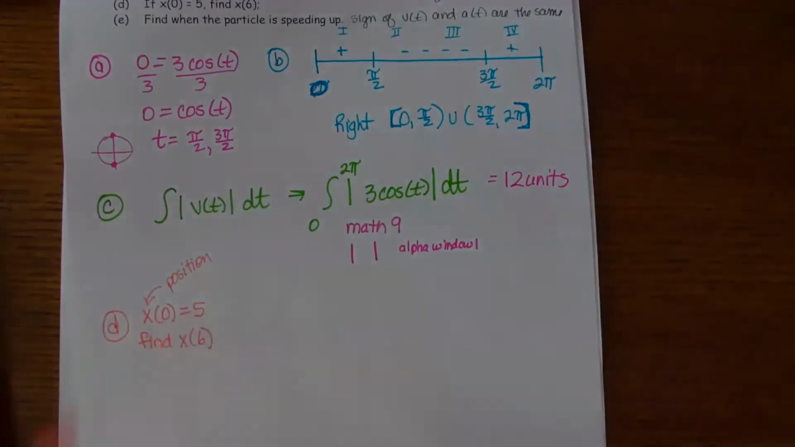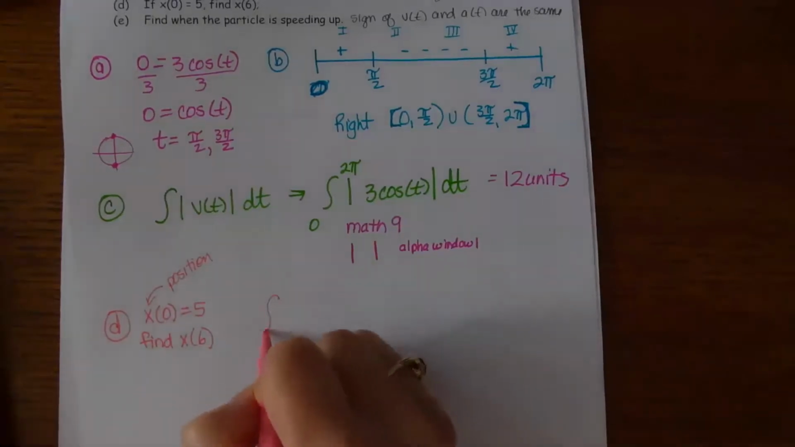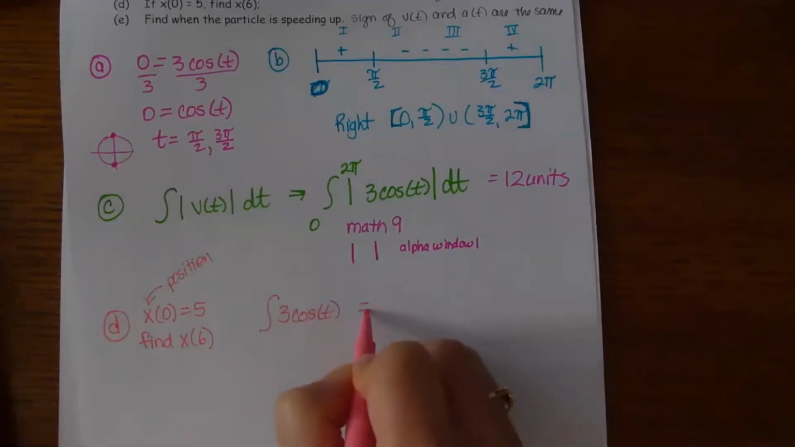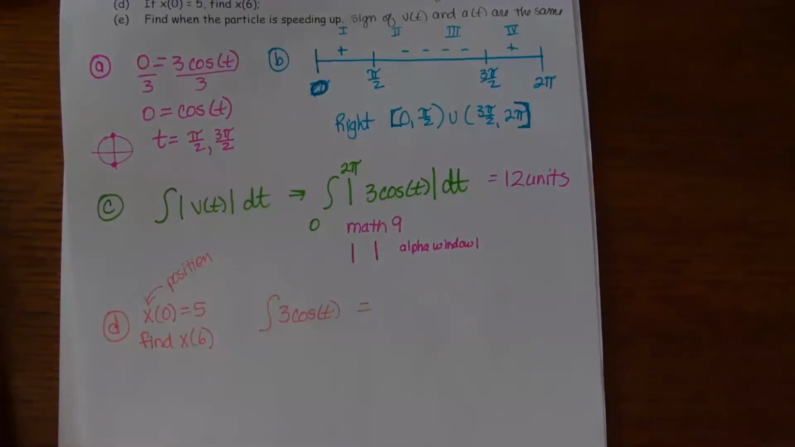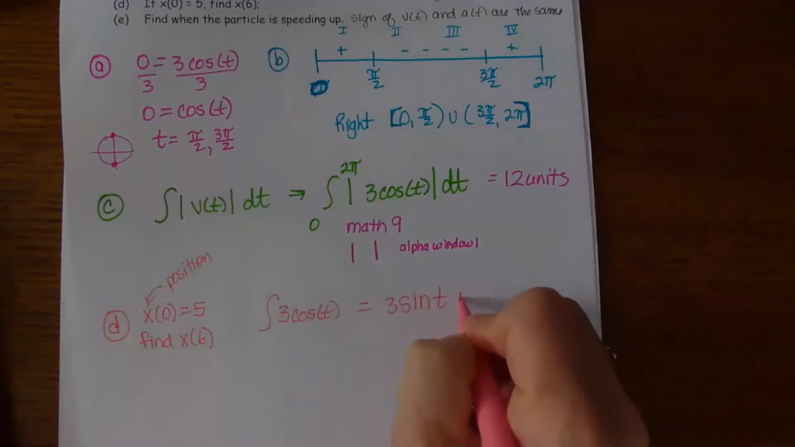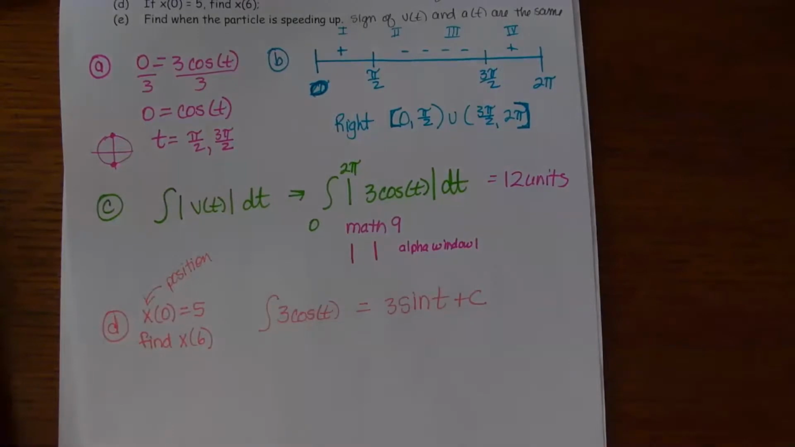Why did they give us this point? What's the reason for that? So we can find the C. Very good. If they want us to integrate and find a new equation, can't use the calculator because we're not just wanting an answer, we're wanting the equation. They have to give us this information so we can solve for the C. So we're going to integrate 3 cosine t. And what do you get when you integrate cosine? Sine. The constant just stays there, plus c.